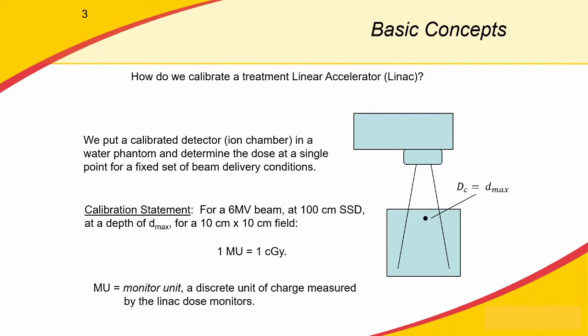You might be asking yourself, what is a monitor unit? Well, an MU, or a monitor unit, is a discrete unit of charge measured by the LINAC's dose monitors. So it's a measurement of the beam intensity by the LINAC itself.